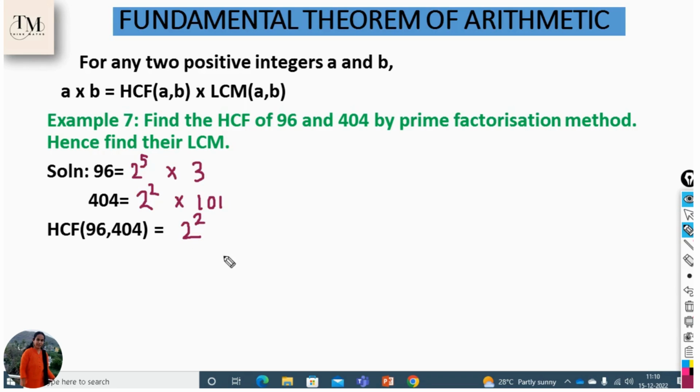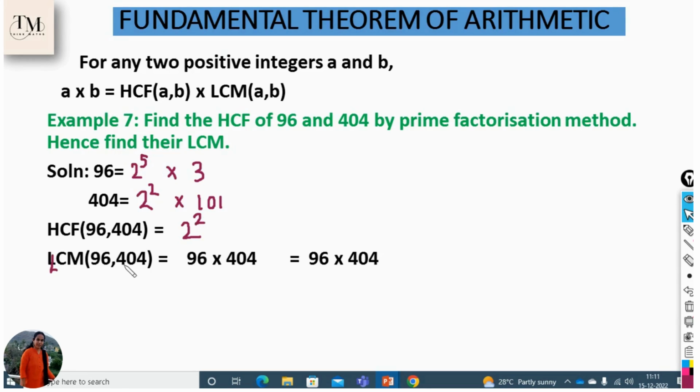Okay. So next, what is LCM? We have to find LCM. HCF into LCM equals A cross B. So using this formula we can find LCM. HCF will come to this side in division. So LCM equals A cross B divided by HCF.